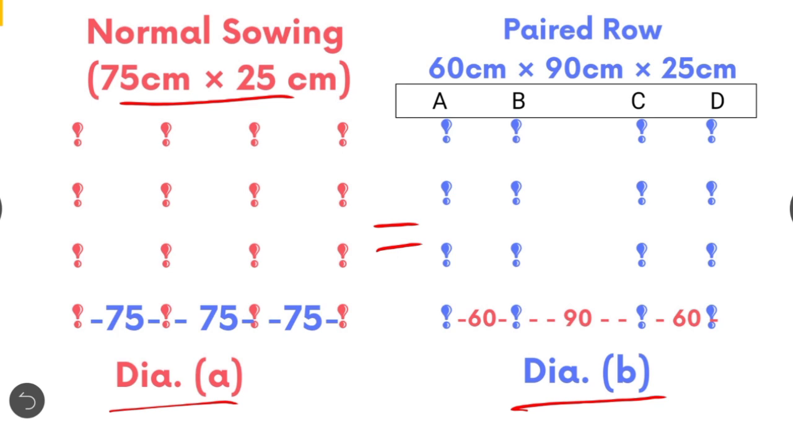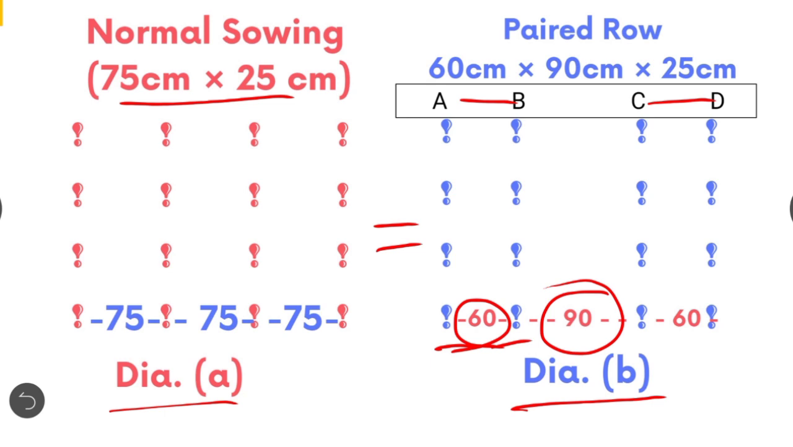Now let's know more in detail. In the paired row system of planting, two adjacent rows of base crops are paired. You can see in the diagram, maize is planted in two adjacent rows with a distance of 60 cm. The space between paired rows in the diagram, see the space between AB and CD, is 90 cm. This widened space may be utilized for intercrop cultivation. However, the plant population of the main crop is kept constant.